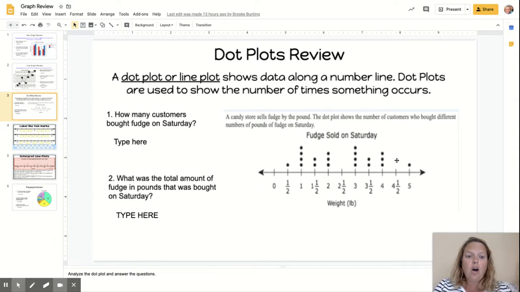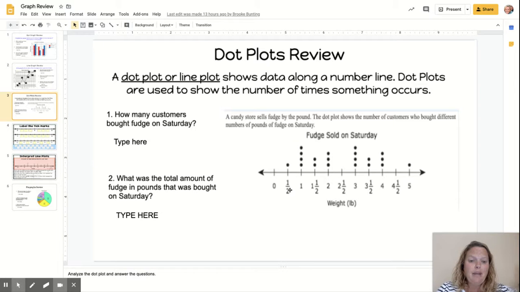Well, this is all people who bought fudge on Saturday. So in order to find out how many people or how many customers bought fudge on Saturday, you're going to have to add all those dots up to find how many people bought fudge. Number two says, what was the total amount of fudge in pounds that was bought on Saturday? This is where it gets a little hard.